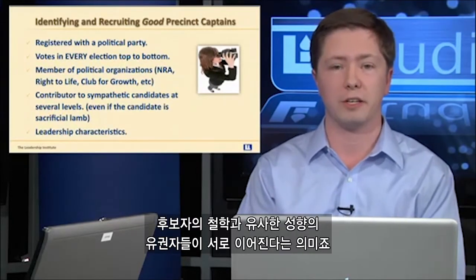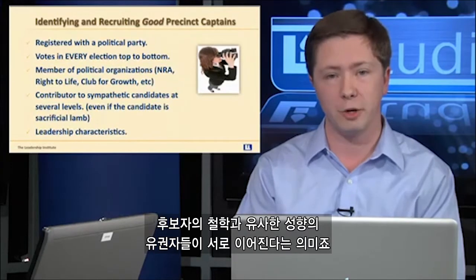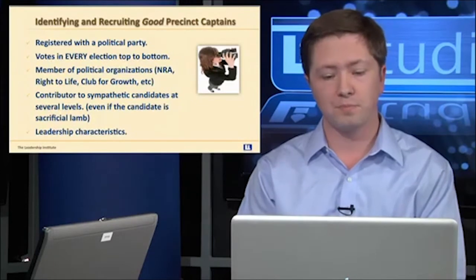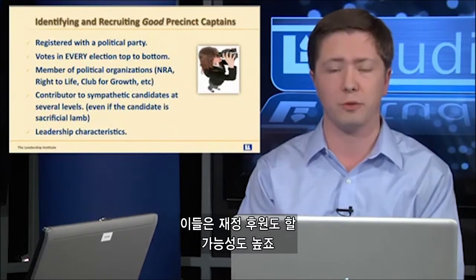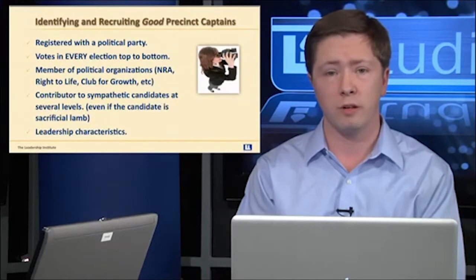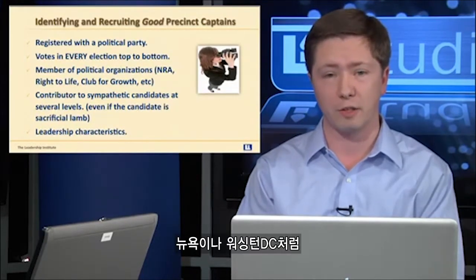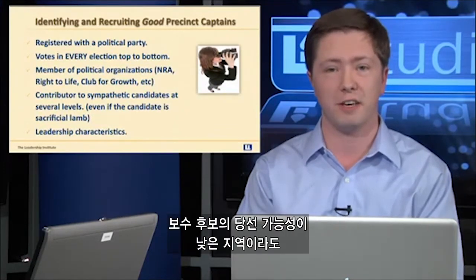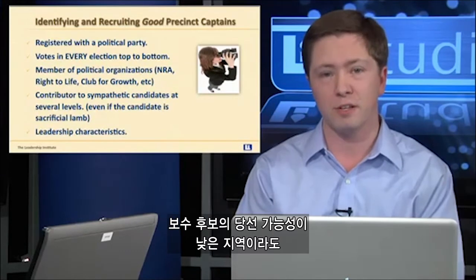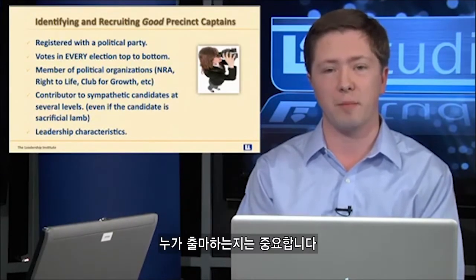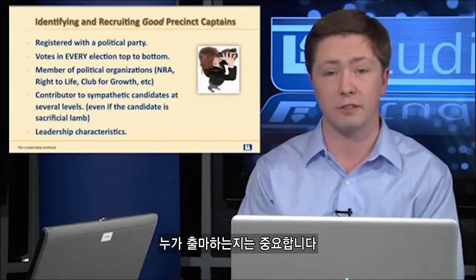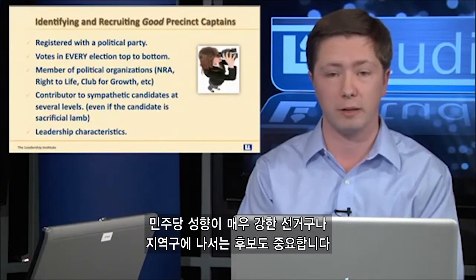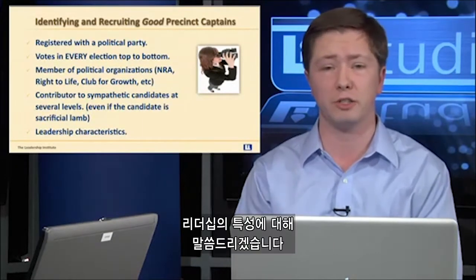Any of these organizations, it shows that they are much more in tune or plugged in to their voter base or to their philosophy. And they're also potentially going to be a contributor to sympathetic candidates at several levels. Even if the candidate is a sacrificial lamb, I know some of you guys watching live in communities like Arlington, Virginia, or Washington, D.C., or New York City, where conservatives don't necessarily get elected, but it's still very important for us to field candidates, even against someone who is in a very strongly liberal precinct or a very strongly liberal district. And they're going to show leadership characteristics.